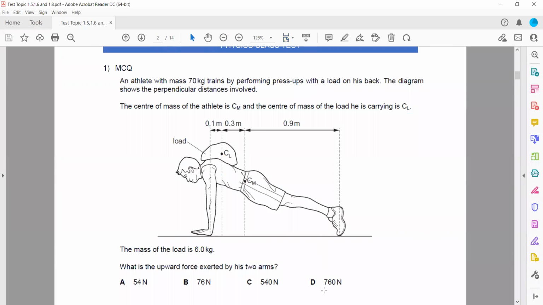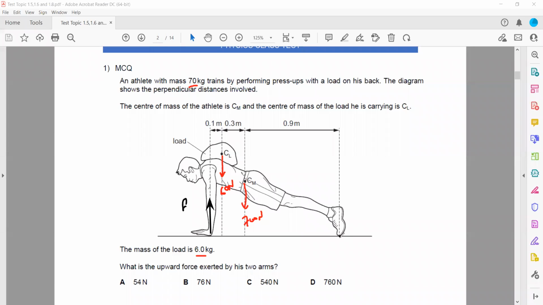So, in the first question, an athlete is there of mass 70 kilograms. So if the mass of the athlete is 70 kilograms, his weight will be 700 newtons. And he's performing press ups with a load on his back, and the weight of this load is 6 kilograms. So if it is 6 kilograms, it means it is 60 newtons. And he's pushing with the hand. There's an upward force that we have to calculate.